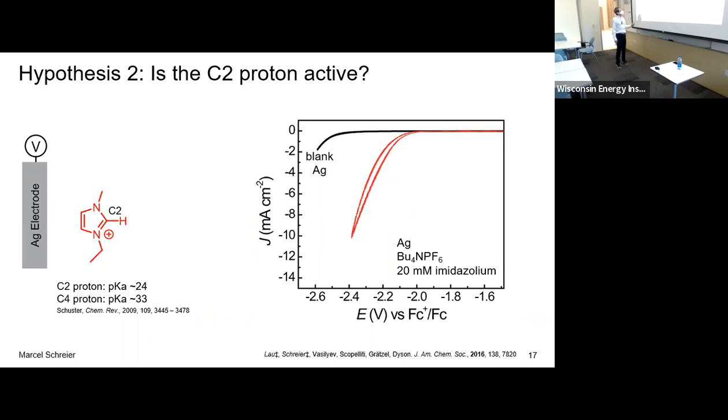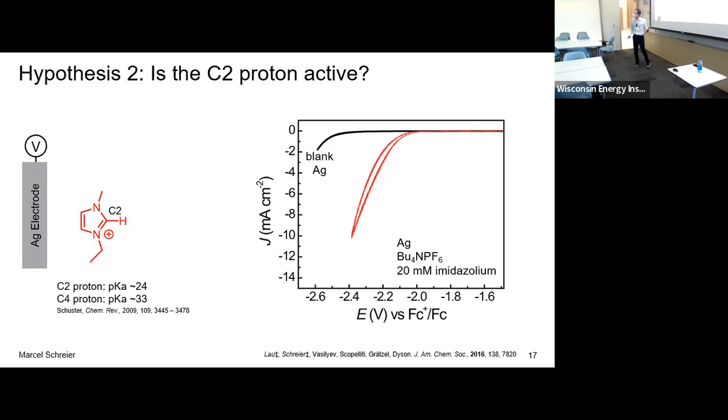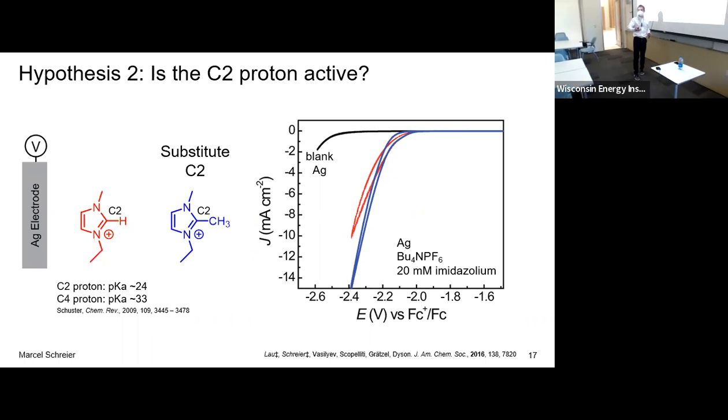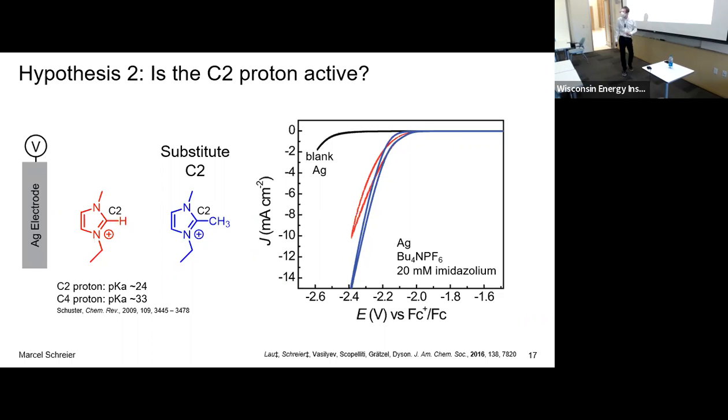Now, the question is, what happens if we take this C2 proton away? If it acts as an acid, once we remove this C2 proton, well, we would expect a decreased CO2 reduction rate. But if we do this experiment, where we replace the imidazolium C2 proton with a methyl group, we actually see an increase in the co-catalytic effect of the imidazolium cation. So it seems that the C2 proton is also not necessary to generate an enhancement of the CO2 reduction rate by ionic liquids.